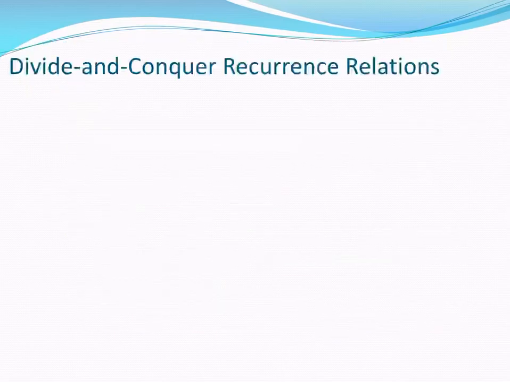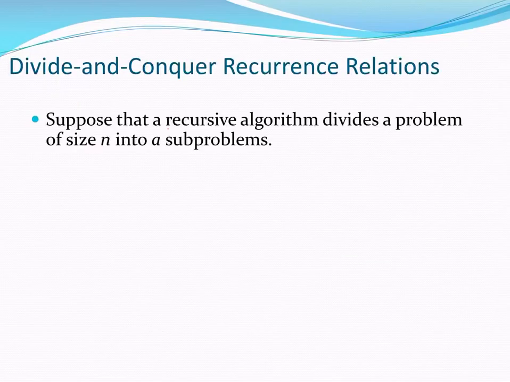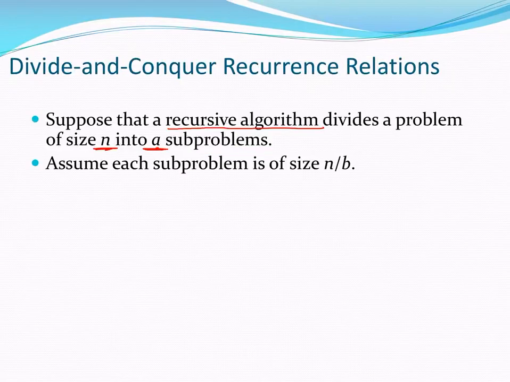All right, so let's look at the way we can describe divide and conquer approaches, and we'll use a recurrence relation to do that. If I have a recursive algorithm that takes a problem of size n, and we split it into a subproblems, where a will be an integer, usually n will be as well, the problems will be reduced in size by a factor of 1 over b. So the subproblem will have a size of n over b.